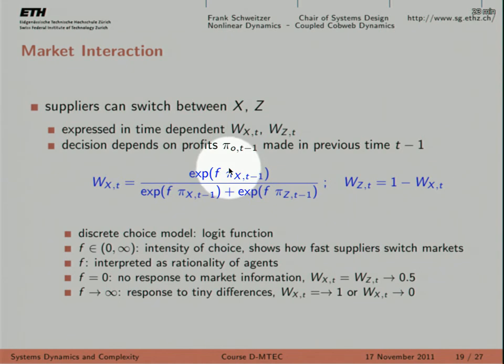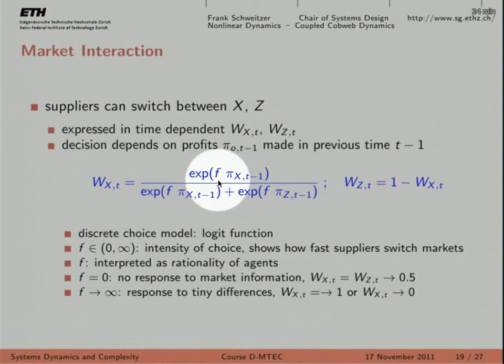But that means that no matter what the profits are, suppliers don't care. They would always have a probability of one half to go to X or Z. So in that sense, they don't consider any information about the profits. And this is what it says here. There is no response to market information. You don't care at all. In that sense, there is no sensitivity. The suppliers are not sensitive at all.